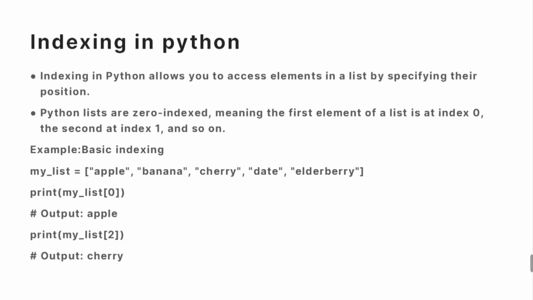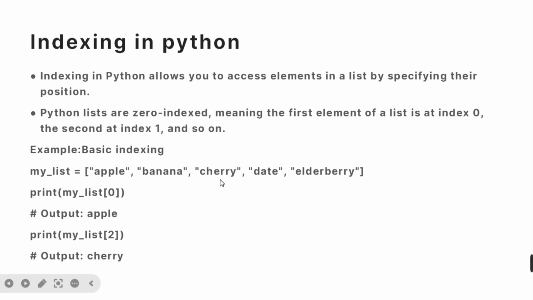So if we print my_list[0], it is going to print apple, because in Python the indexing starts from 0. If you print the second element, it is going to print cherry, because the indexing goes 0, 1, 2, that's why.